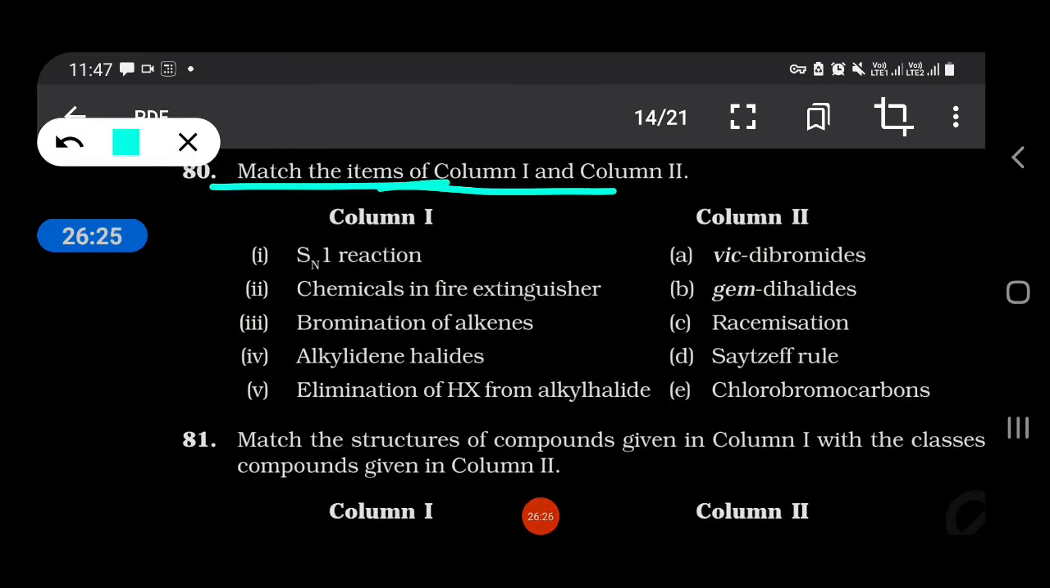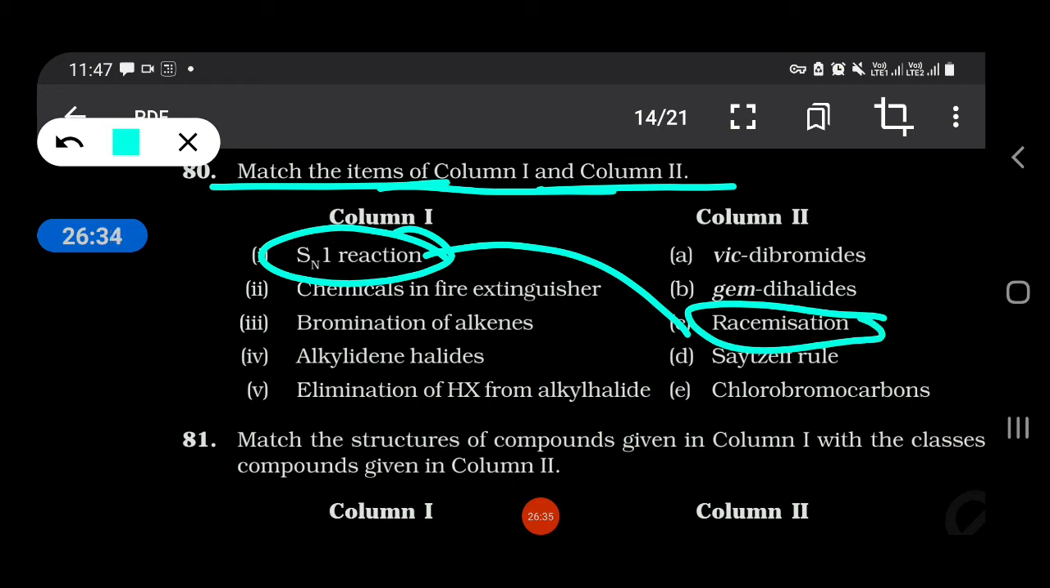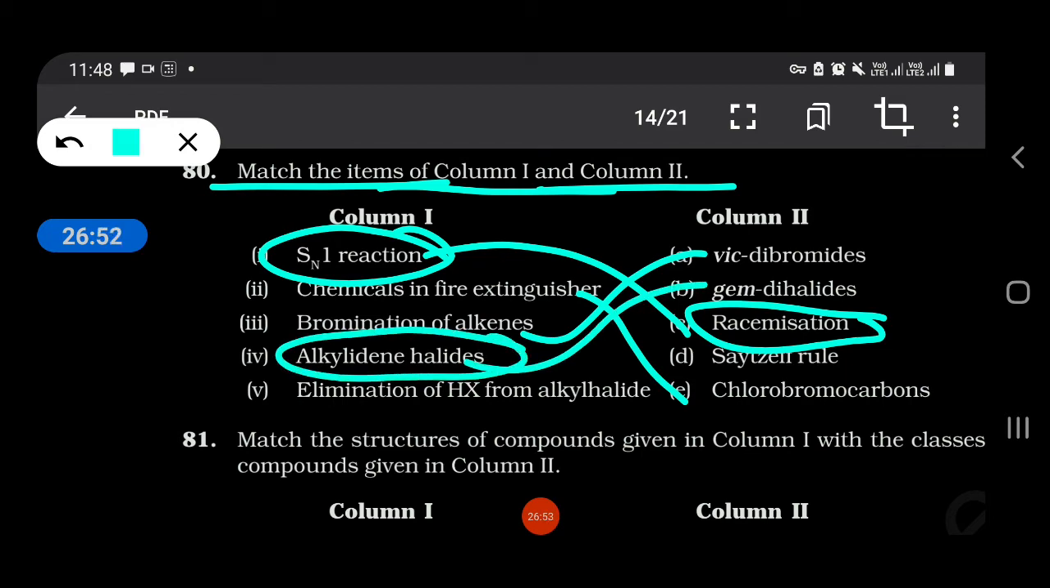Match the items of column 1 and column 2. SN1 reaction undergoes racemization, and the chemicals in fire extinguishers are chlorobromocarbons. Bromination of alkenes gives vicinal dibromides. Alkylidene halides are gem dihalides. Elimination of HX from alkyl halide is the Saytzeff reaction.